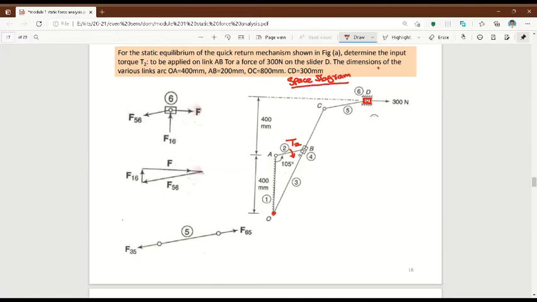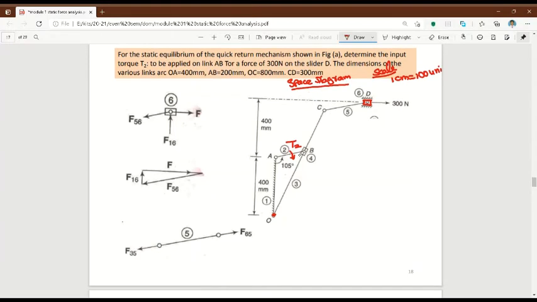First we have to scale it. I'm going to keep 1 centimeter as 100 units. Your wish, okay? But here I have kept 1 centimeter as 100 units. So OA length is 400 mm. Since 1 centimeter equals 100 units in scale, I have to draw 4 centimeters for 400 mm. So O to A, draw a 4 centimeter line.